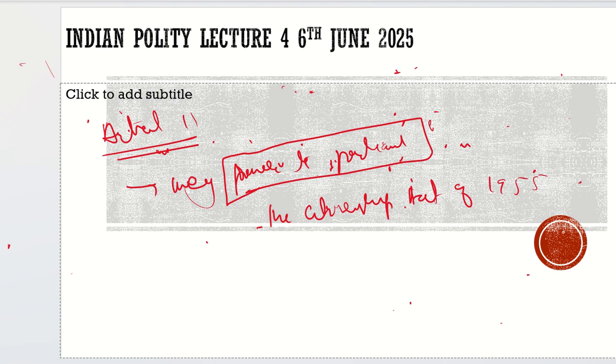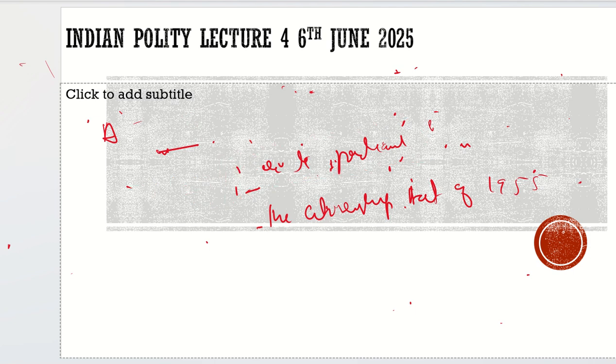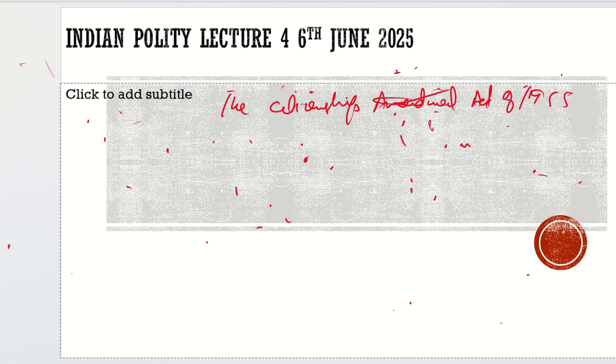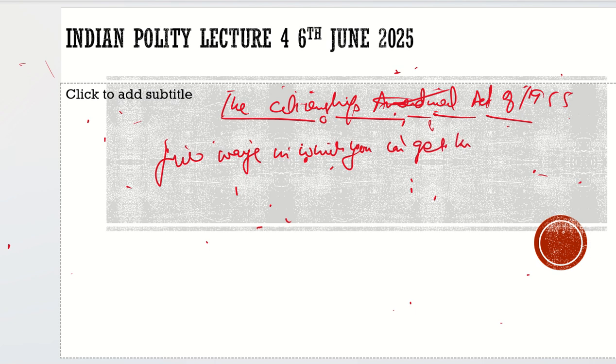Now we will discuss what the Citizenship Act of 1955 is. We will try to discuss a few important points related to this. Let me write it here. The Citizenship Amendment Act of the Citizenship Act of 1955. Under this Citizenship Act of 1955, in a nutshell, there are 5 ways in which you can get the citizenship.